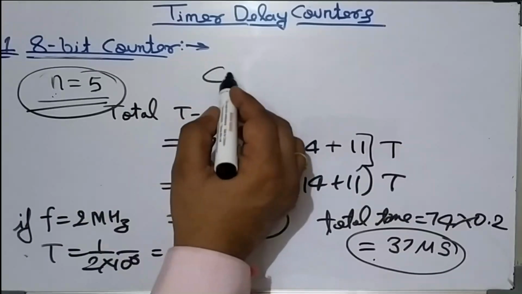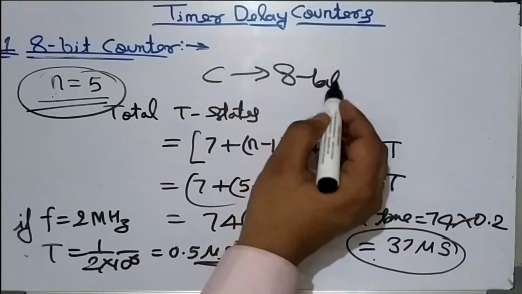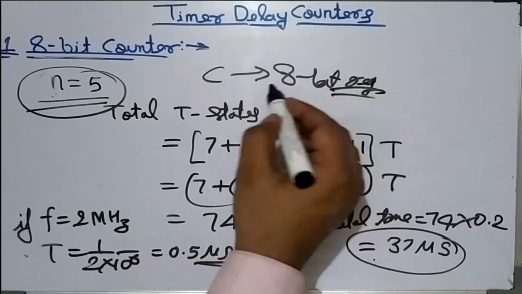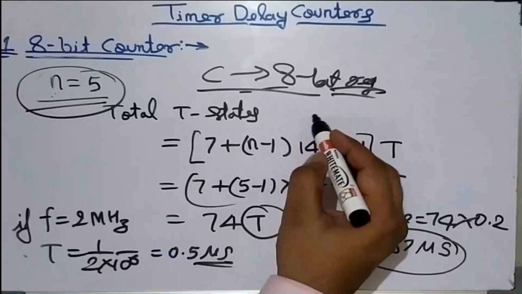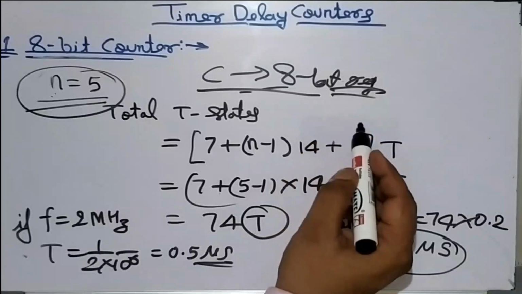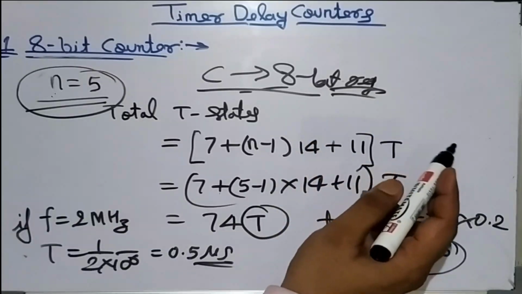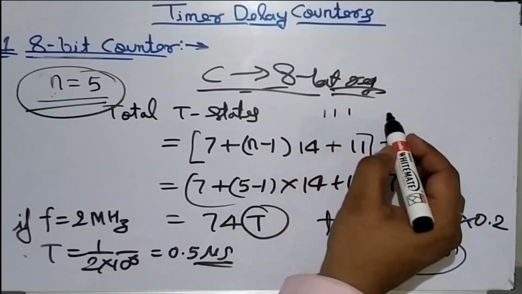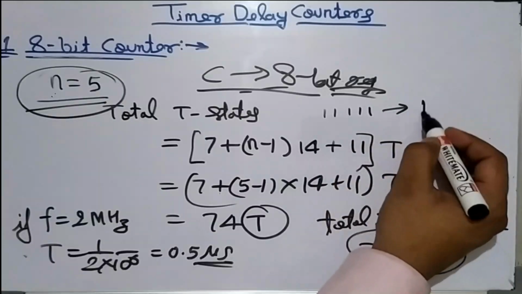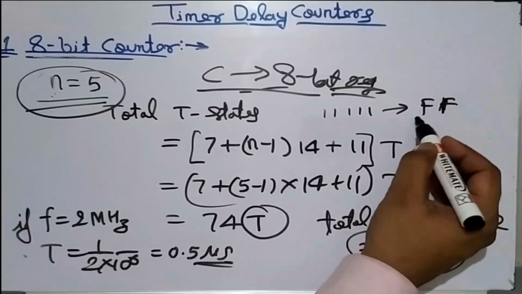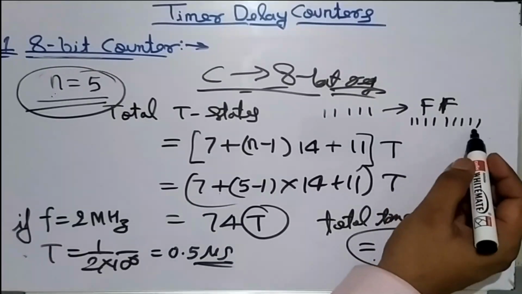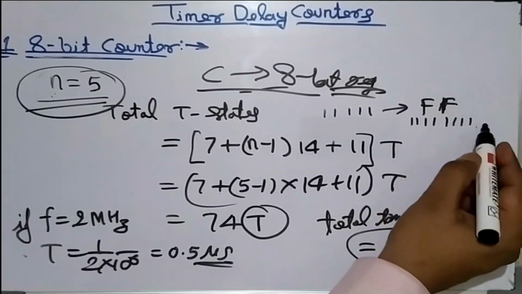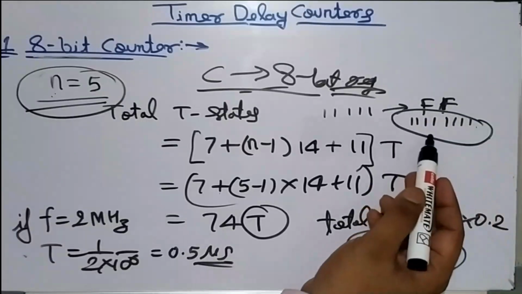Okay, C is the 8-bit register. What will be the maximum value of C that can be stored here? C is an 8-bit register, which means the maximum value will be when all bits are occupied by 1. These will be FF, which is 1 1 1 1 and 1 1 1 1. These are the maximum limit of the C register.